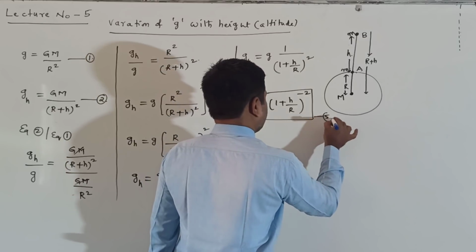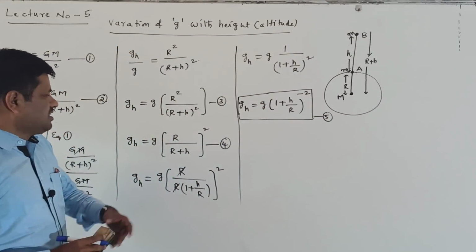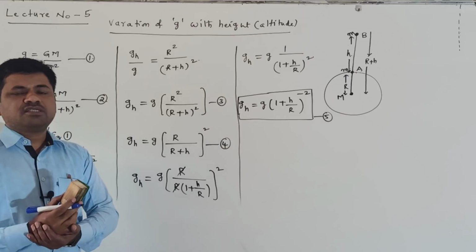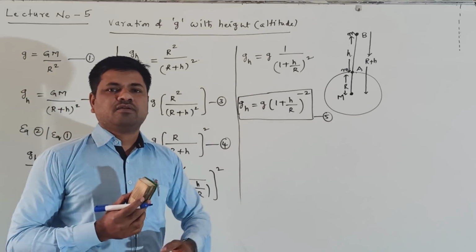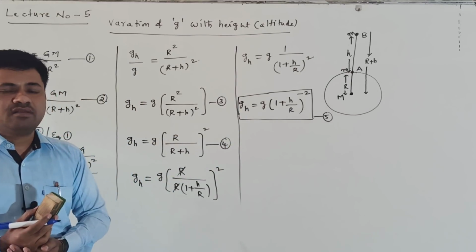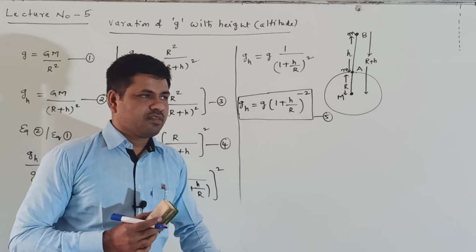Now this is given the equation number 5. Equations 3, 4, 5, these three are valid for any height. You can take any height from the surface of the earth. These equations are valid.